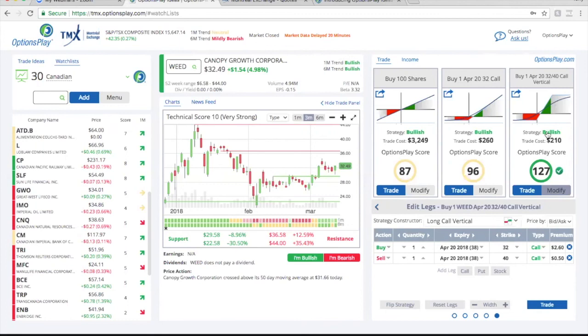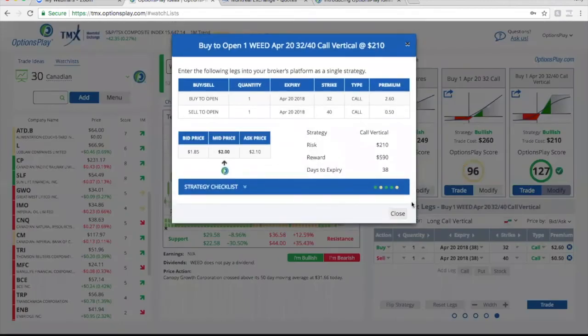Sam's asking, I have a TD web broker account. If I click on the trade button, does it take me to TD web broker? No, it does not. So when you click on the trade button, it populates this ticket for you. And what it does is it tells you how to enter this order into your broker's platform. So when you're on TD, this is how you can enter the order directly into your TD account.